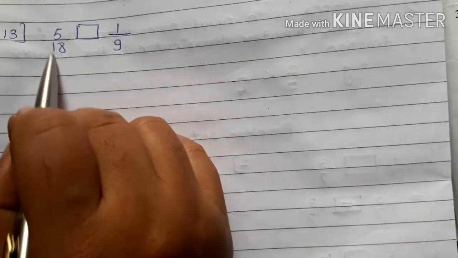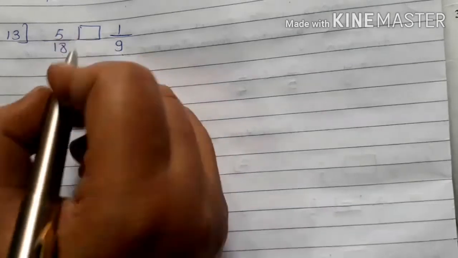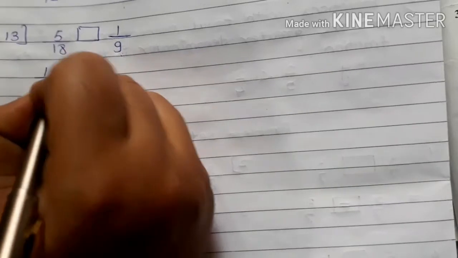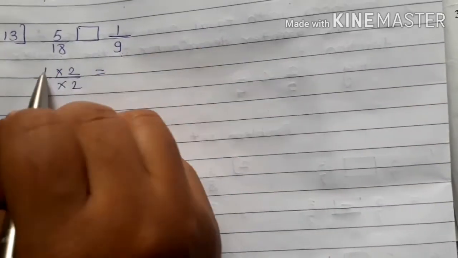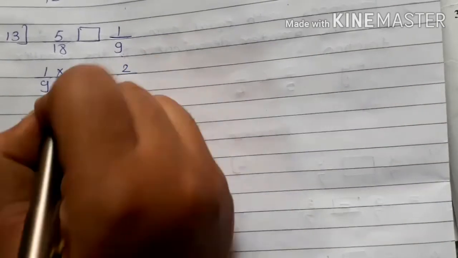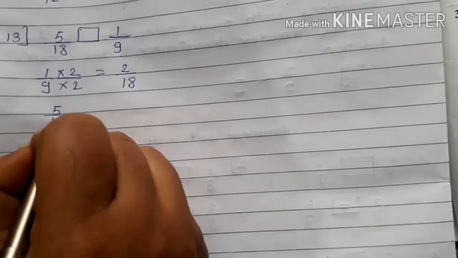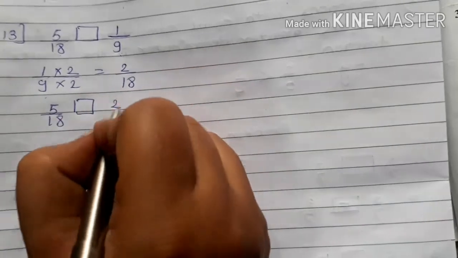Now 18. Is 18 in the table of 9? Yes. 9 2s are 18. So now I am taking this fraction 1 upon 9 and I am going to multiply by 2 to both sides, numerator and denominator. So 1 2s are 2 and 9 2s are 18. So now this 5 upon 18 stays as it is, and this 1 upon 9 converts into 2 upon 18.